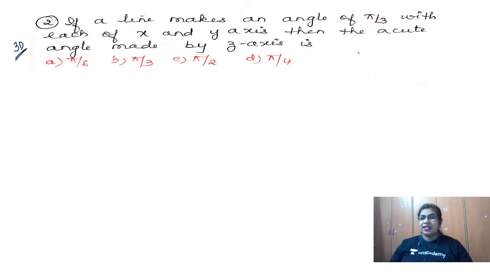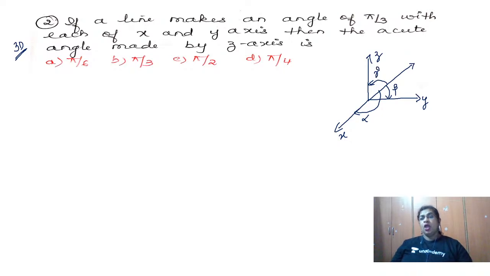Okay, so now suppose I have 3 dimensions like this: x-axis, y-axis and z-axis. Suppose there is a line, and this line is making an angle alpha with the x-axis, beta with the y-axis, and gamma with the z-axis. So when these angles are there, these angles are called direction angles. So same thing now, alpha and beta are given to us as pi by 3. If the direction angles are known, I know how to find the direction cosines.